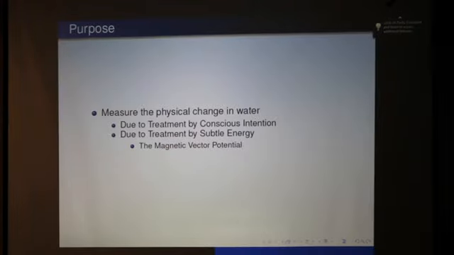So if I go through and just recall a whole variety of free energy experiments that were successfully done in a person's garage, let's say, and all the measurements were made, and then it was brought into a testing laboratory, and it doesn't work. What happened? So the purpose is to measure the physical change in the water due to treatment by conscious intention, due to treatment by subtle energy. And the subtle energy that we'll talk about here is the magnetic vector potential, which is a field used, it's called the A field in Maxwell's equations.